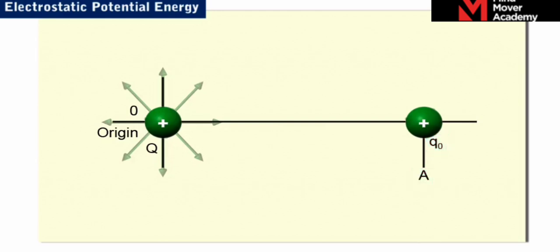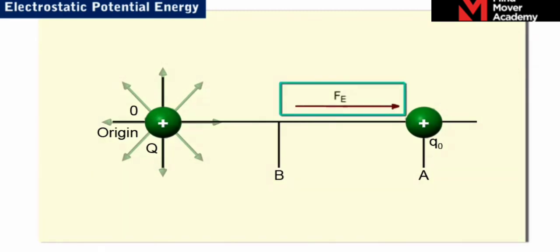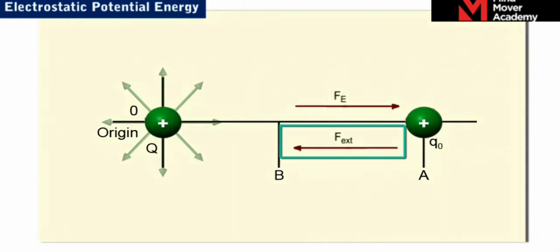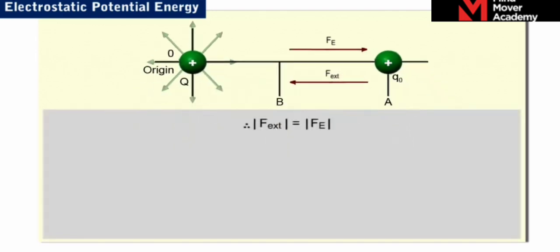To bring the charge Q naught from point A to a point B closer to charge Q, some work has to be done against the force due to the electrostatic field Fe. The external force F required to move Q naught should be just about sufficient to overcome the electrostatic repulsive force Fe on Q naught. Therefore, we can say that the magnitude of the external force F is equal to the magnitude of Fe. Let us label it as equation 1.